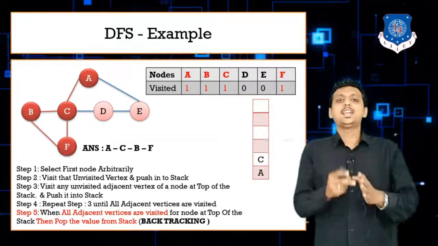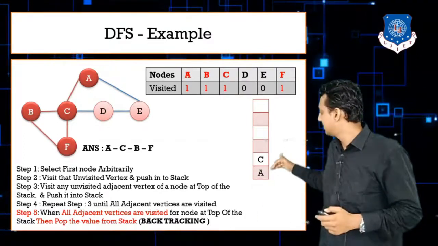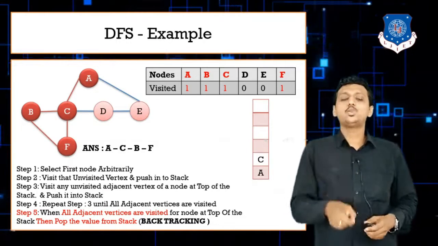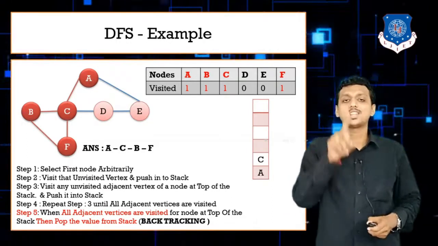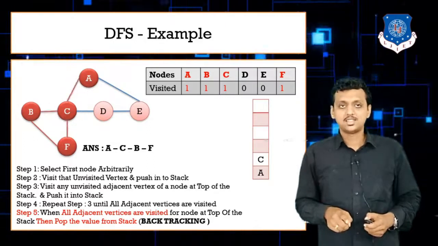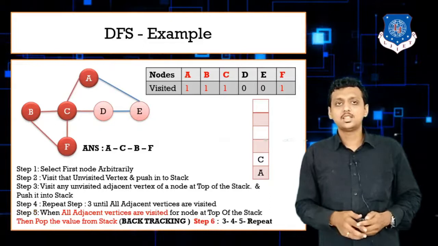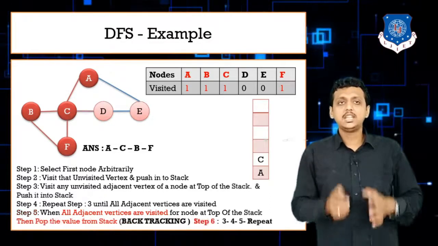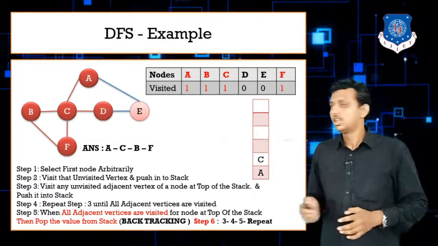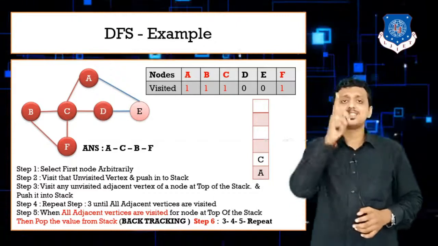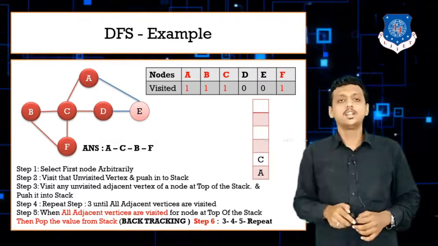Now I am at C because my top pointer is at C. So again I need to check how many adjacent nodes are remaining. If you can see, the lines are like this. These 4 lines are there: A, D, B and F. So what I need to do is visit the unvisited node, that is D, so I need to move towards D.